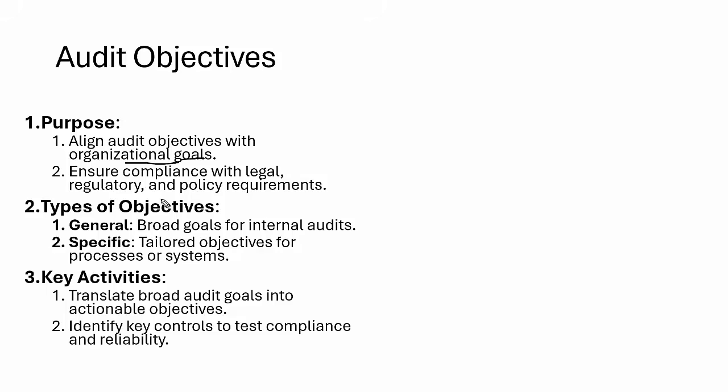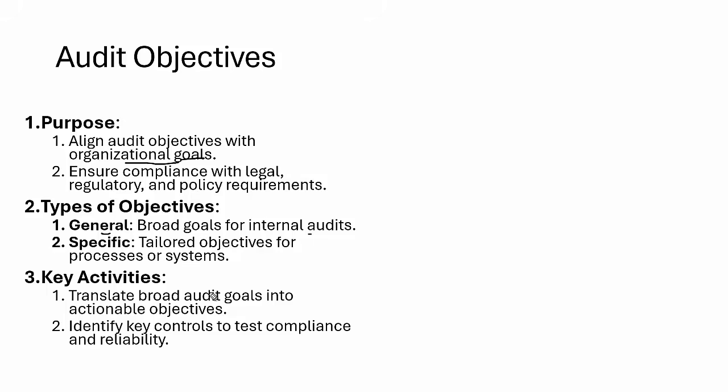Now we have two types of objectives. One is called general, which is a broad goal of internal audit, and then we have a specific objective, like for a process or a system. For example, if the process we're auditing is change management, that is a process objective. An ERP system would be a particular system objective. So when you're defining an audit objective, one is general: as an internal audit, our goal is to improve compliance and so on. That is a general objective, which is common for all the audits. And specific is when you're doing an audit of a specific process.